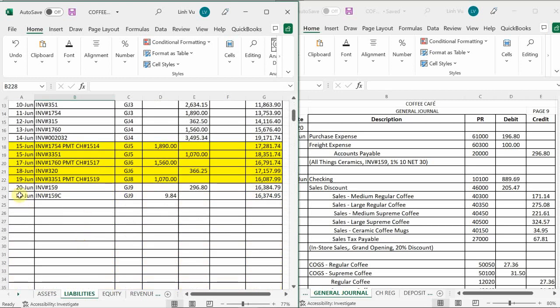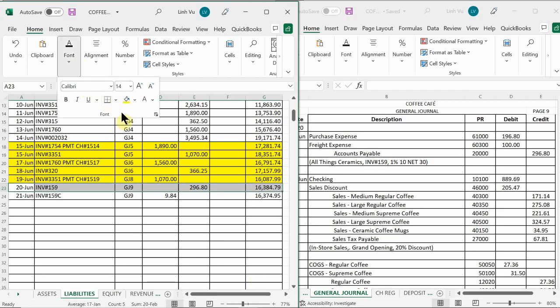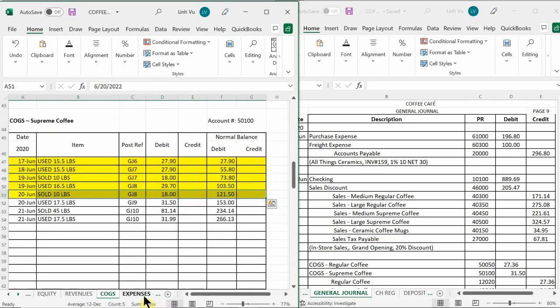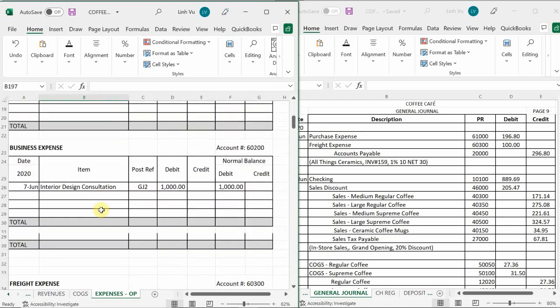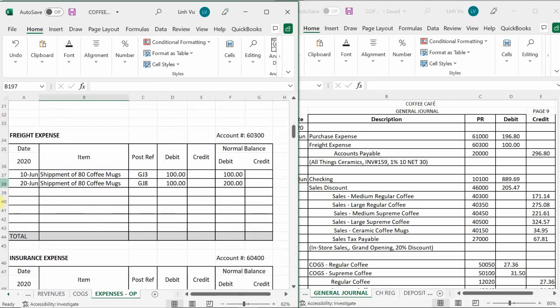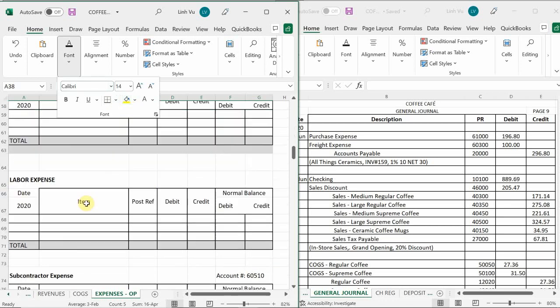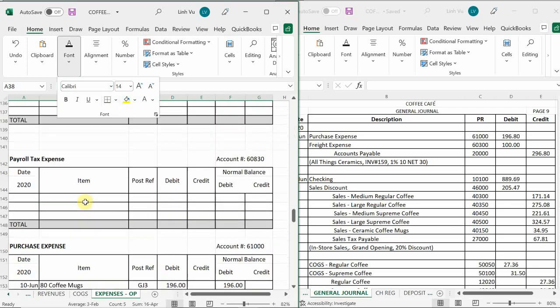So let's see. Did we receive a notice here on the 20th for invoice for $296.80? Yes, we did. Okay. And then let's see. It should have been in our expenses. Okay, so we got a freight expense for $100. And then we got a purchase expense for $196.